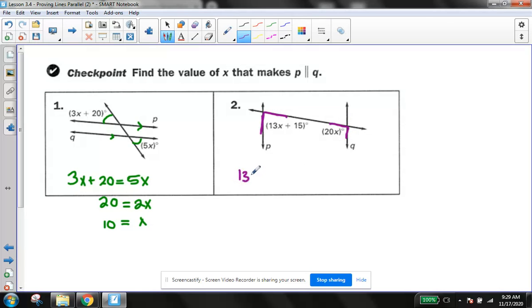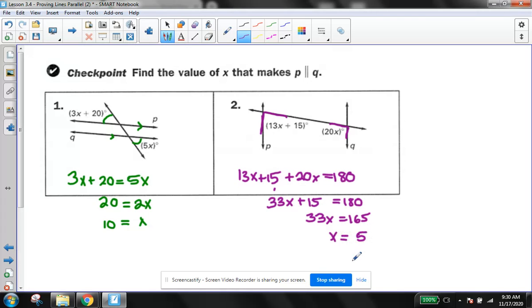So I'm going to do 13x plus 15 plus 20x equals 180. When I combine my like terms, I end up with 33x plus 15 equals 180. When I subtract 15 from both sides, I end up with 33x equals 165. Then when I divide both sides by 33, I find that x is equal to 5. So by the consecutive interior angles converse, I'm proving that these two lines are parallel with one another when x is equal to 5.